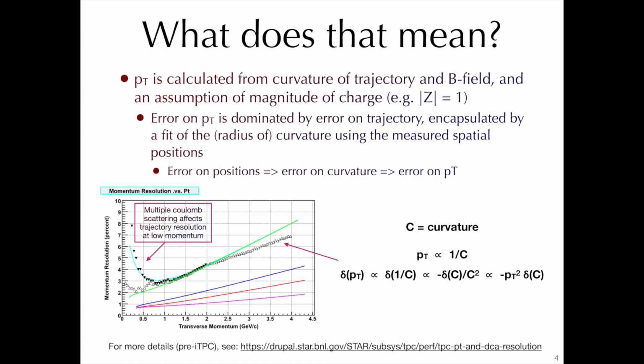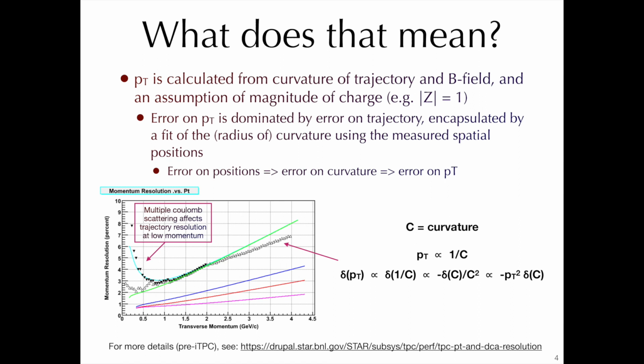It's not a momentum metric. It's a space metric, a physical space. So because PT goes as 1 over the curvature, that means that an error in the PT actually goes as PT squared times whatever error there is in the curvature.